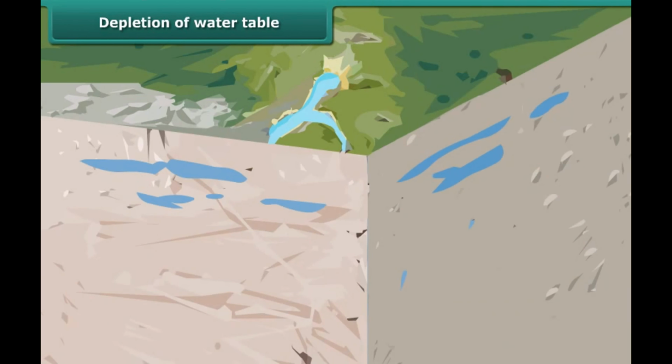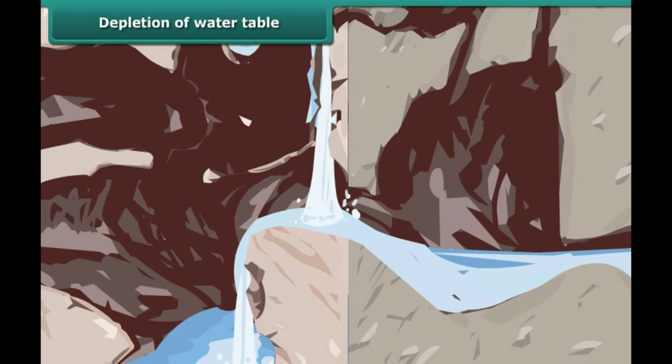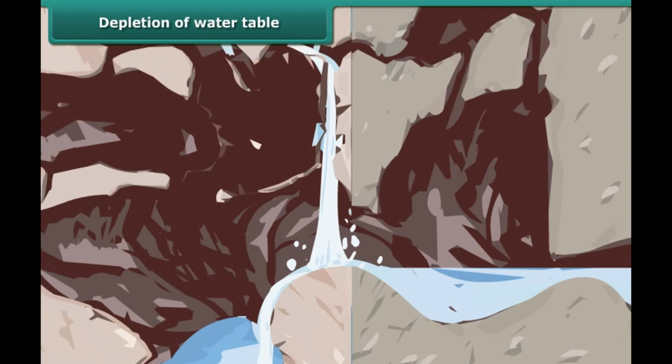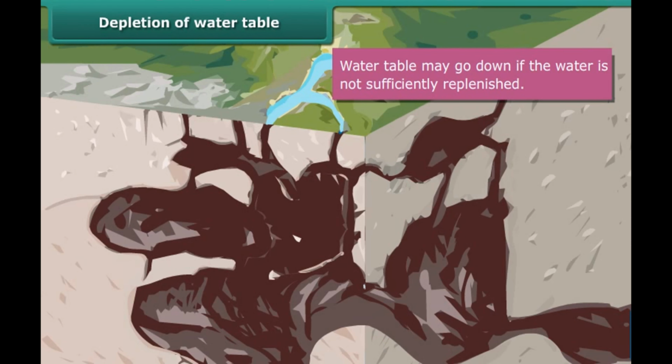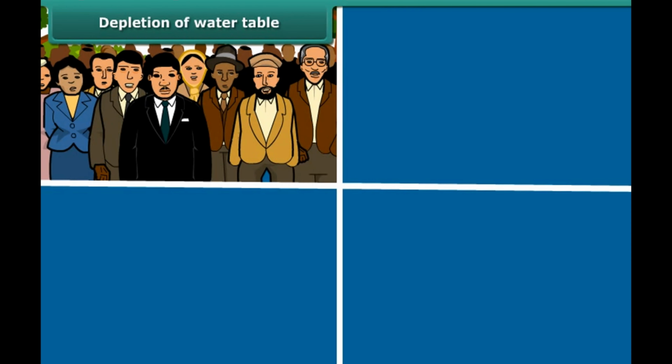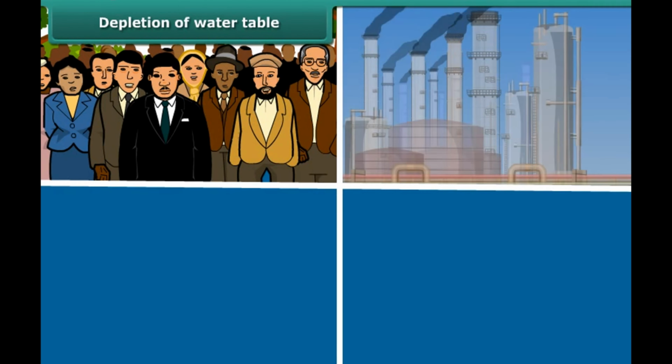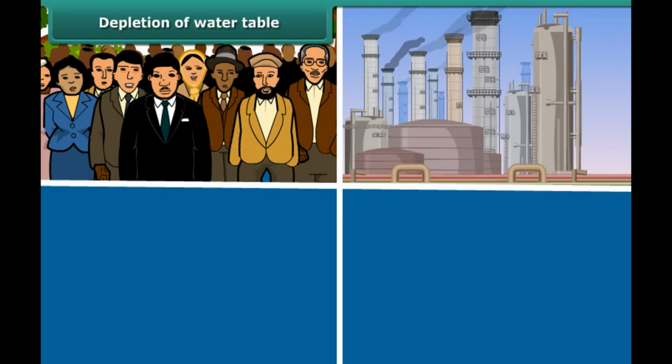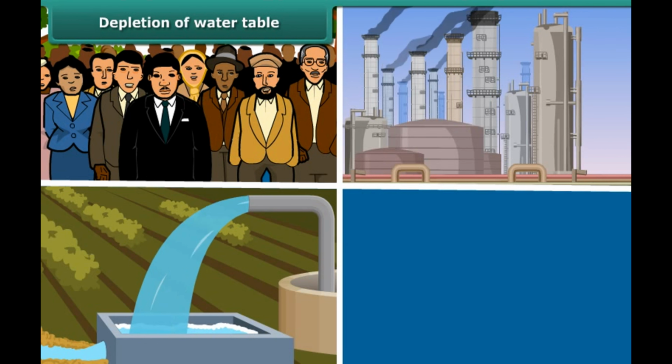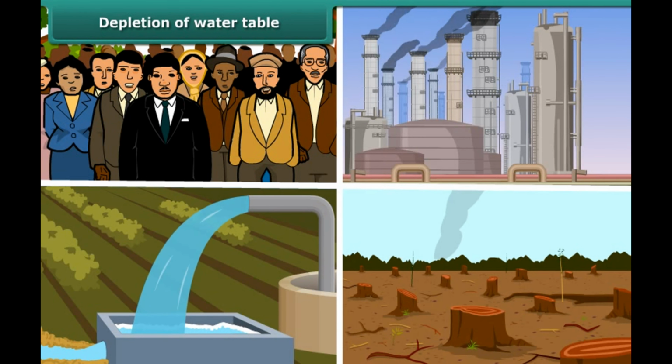The water table does not get affected as long as we draw as much water as is replenished by natural processes. However, water table may go down if the water is not sufficiently replenished. This may happen due to many factors such as increasing population, rapid growth of industries, agricultural activities, scanty rainfall, and deforestation.